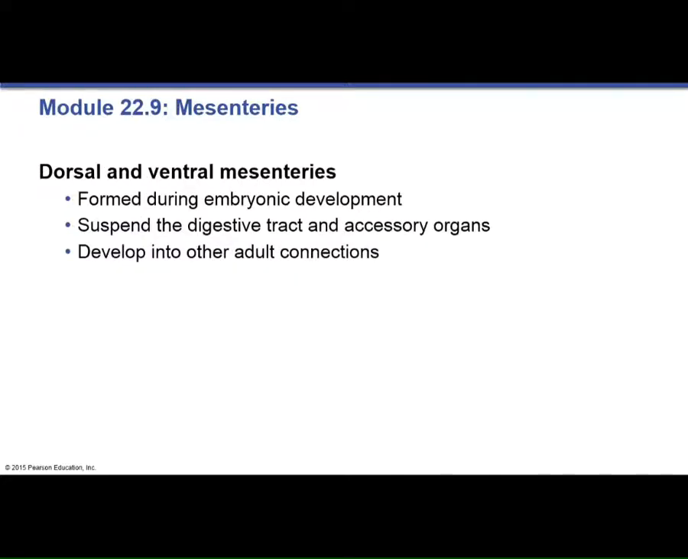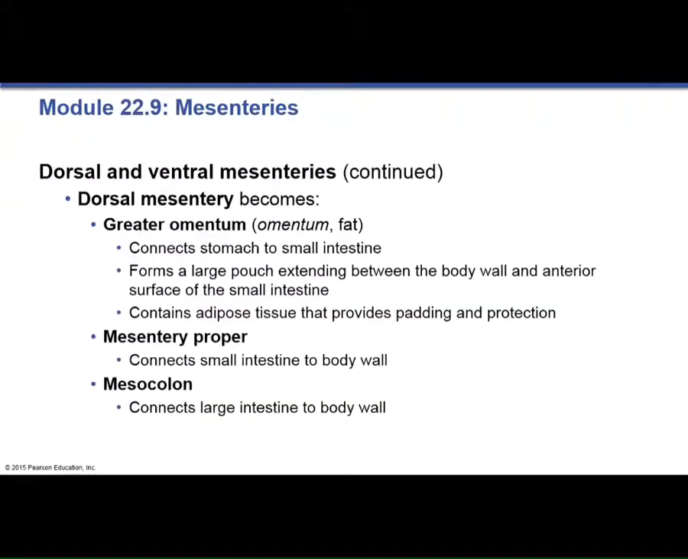There are also dorsal and ventral mesenteries that are formed during embryological development, and these are going to be suspending the digestive tracts and the accessory organs in the body, and those are simply referred to as the mesentery. So there's a couple of them that have names that I want you to know. One is the greater omentum. Omentum comes from the word meaning fat.